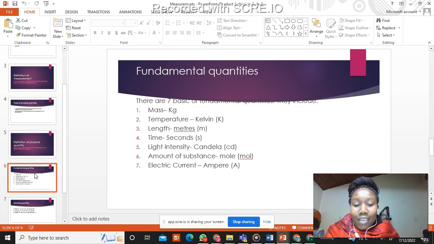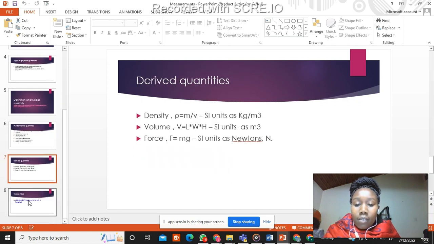We have temperature that's measured in Kelvin. Time is measured in seconds. Light intensity is measured in candela. Amount of substance is usually measured in mole, while the last one, which is electric current, is measured in amperes.